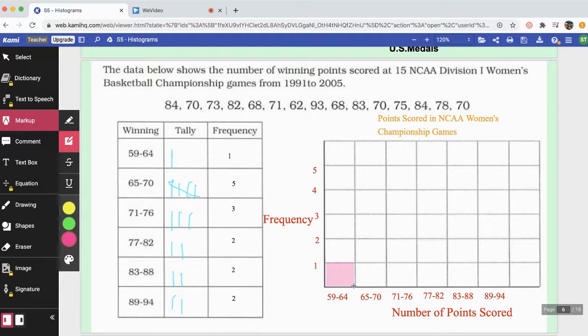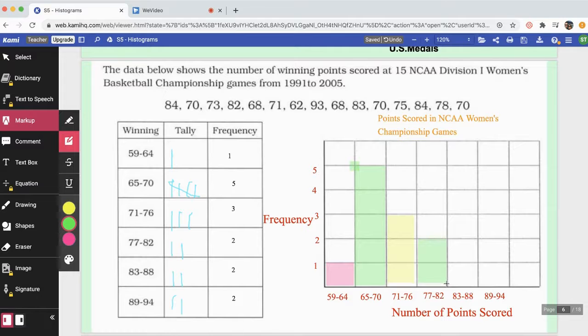So I'm going to make my box just 1 unit high. In the 65 to 70, there are 5 scores that fall into that range. So I'm going to go up to 5 right there. Then there were 3 on the next interval, 71 to 76. So 3 right there. And then there were 2, 2, and 2 in all of the remaining intervals.